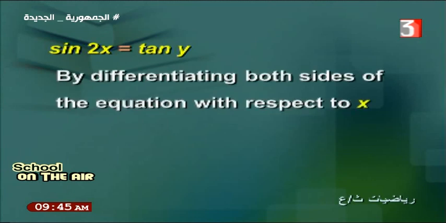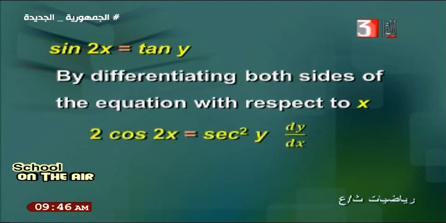Now the function sine 2x equals tan y. By differentiating both sides of the equation with respect to the variable x, the derivative of sine 2x with respect to x equals 2 cosine 2x. And the derivative of tan y with respect to y equals sec power 2 y times dy dx, the derivative of y with respect to x.